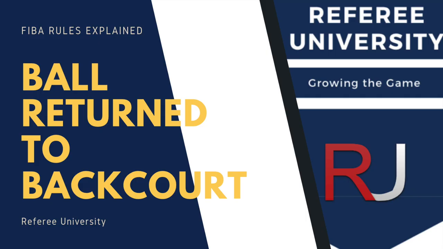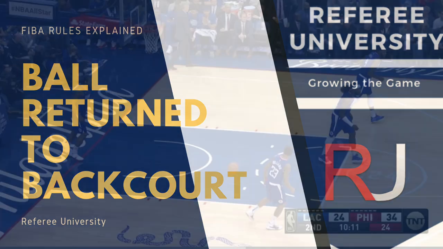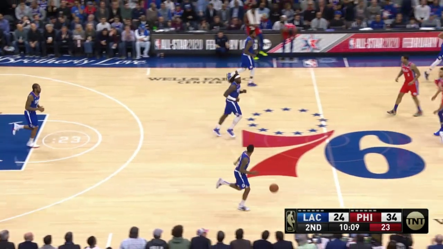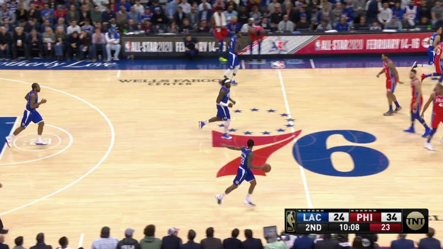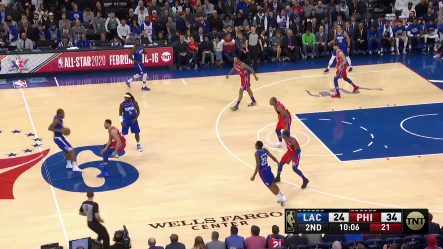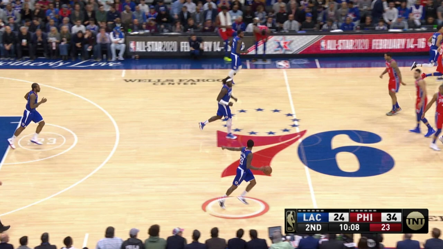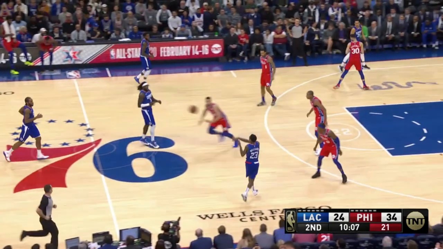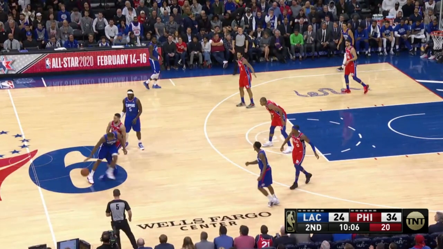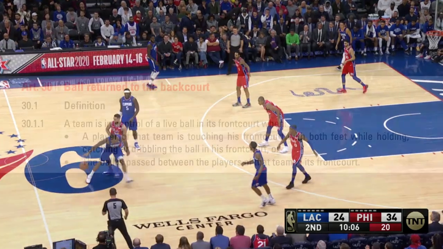The ball return to the backcourt is the one we're looking at today. Here's an example you'd always see argued in a game: someone passes from the front court, the teammate hops from the backcourt, catches it in the air, and lands in the front court, and assumes that since they landed in the front court, it's not a violation. However, this is a violation. We're going to look at others.